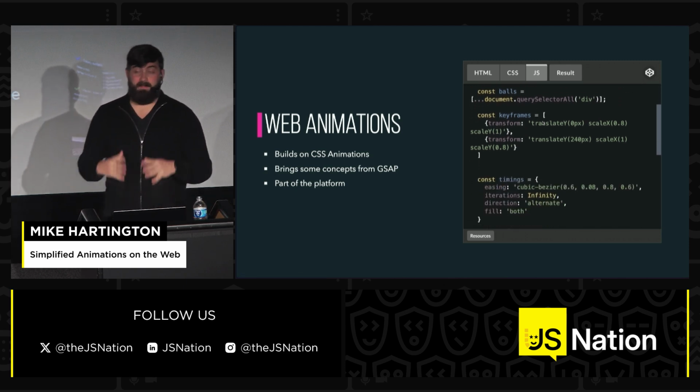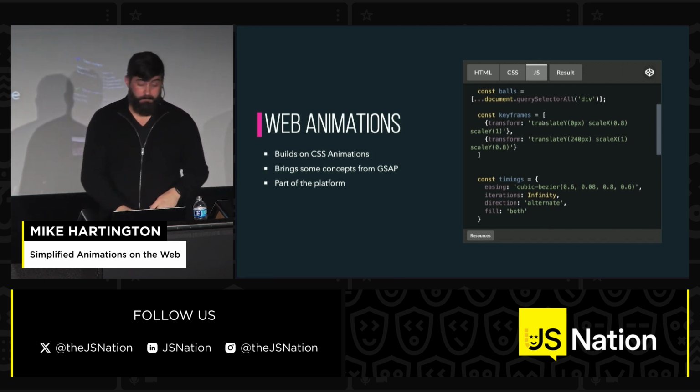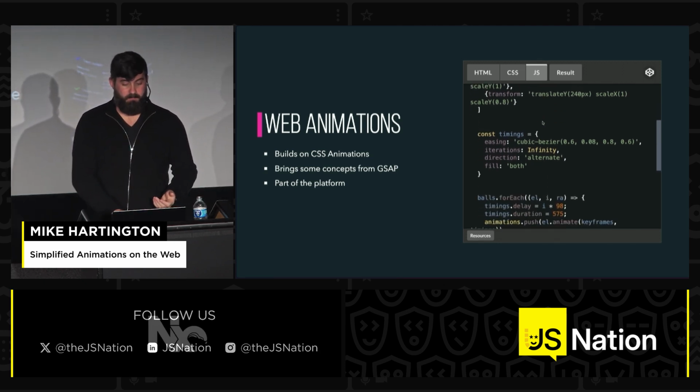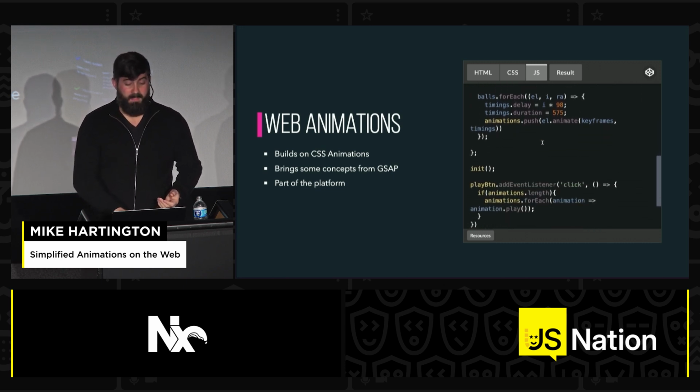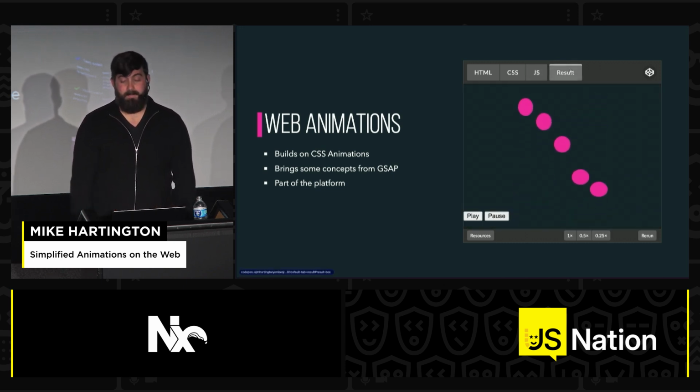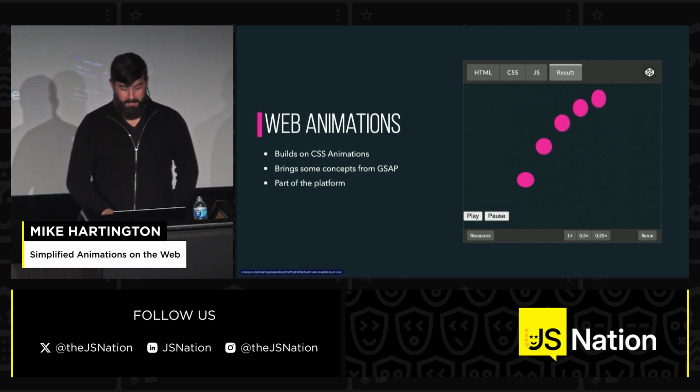We have a collection of spheres. We want to animate them. We're going to give them some keyframes. We're going to set some timing. We're going to use this fancy cubic Bezier curve. And then we're just going to animate everything and offset it so that by the time they play, we have this nice little animation stagger effect.